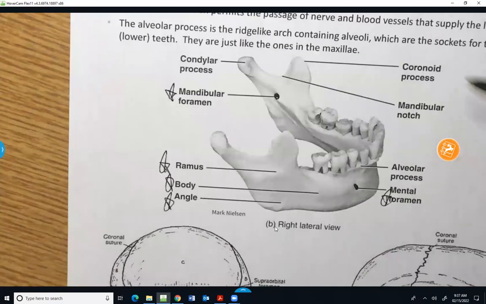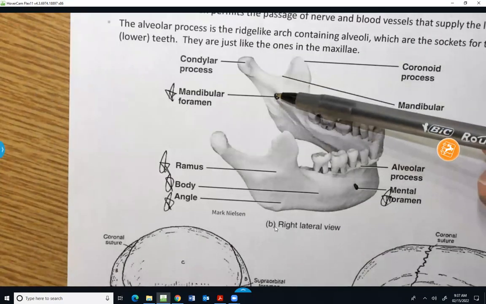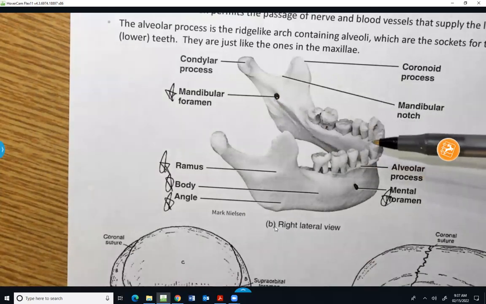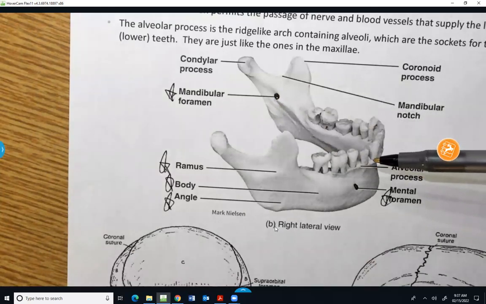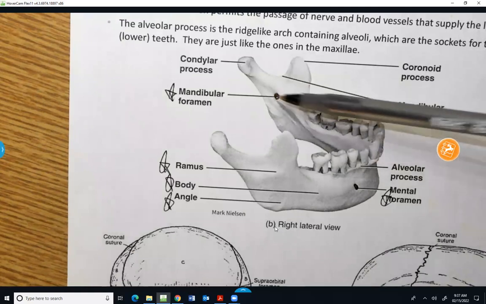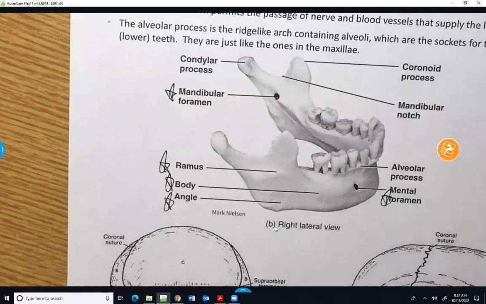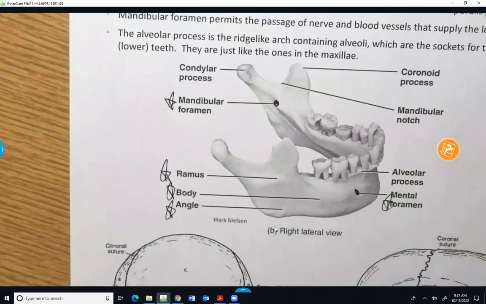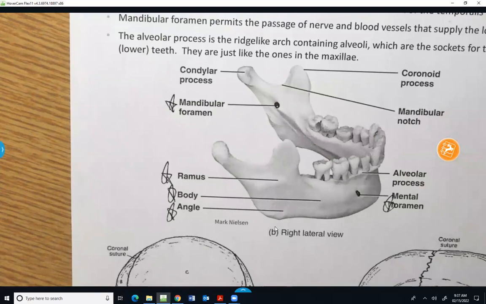Very important nerve here, supplies our teeth, and that is why a lot of times when a person has dental work on their lower set of teeth, they inject an anesthetic right around this foramen to try to block that nerve. So when they're drilling or chiseling or whatever they're doing to your teeth, it doesn't hurt.